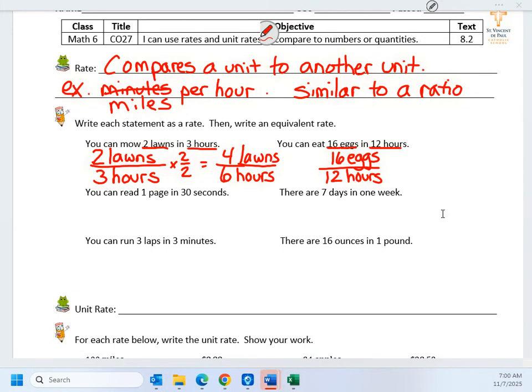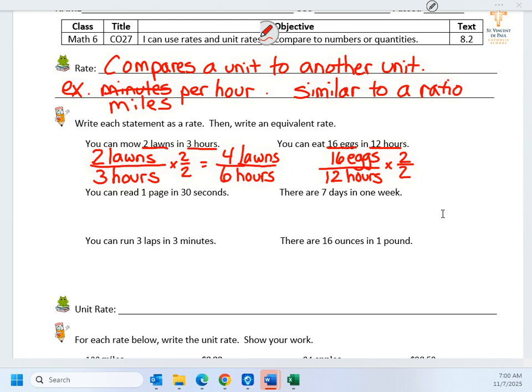I do not recommend. Now to find our equivalent rate, we multiply it by the same scale factor, or you could divide it by the same scale factor. Just like with ratios, just like with fractions, you can multiply up, or you could divide down. So we could divide both these numbers by 2. We can simplify. That would be equivalent, as long as you are doing the same thing to the top as what you're doing to the bottom.